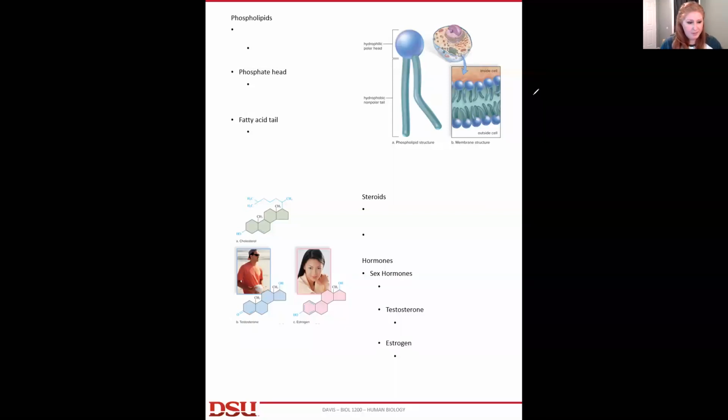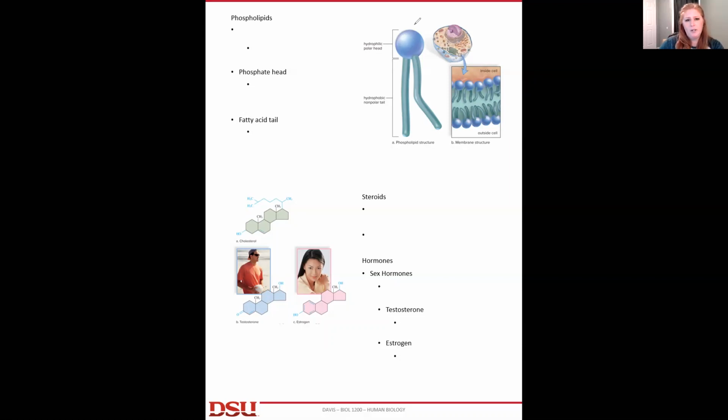Let's talk about phospholipids, our third type here. I find phospholipids fascinating because they are what make up the membranes around our cells. And our cells are super good at keeping some things in and keeping other things out. And it's because of the way that phospholipids are assembled.